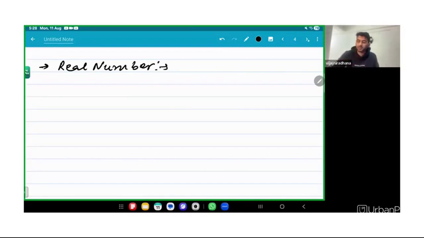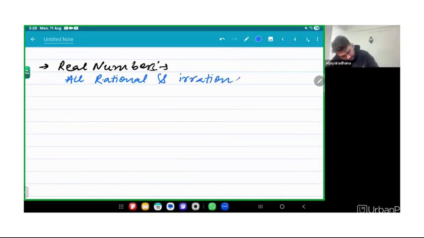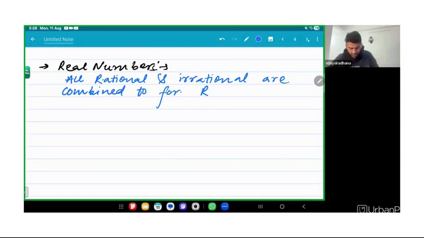So, real numbers are something where all rational and irrational numbers are combined to form real numbers. All rational and irrational numbers are combined to form real numbers.